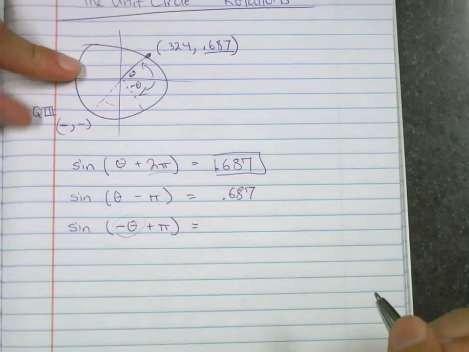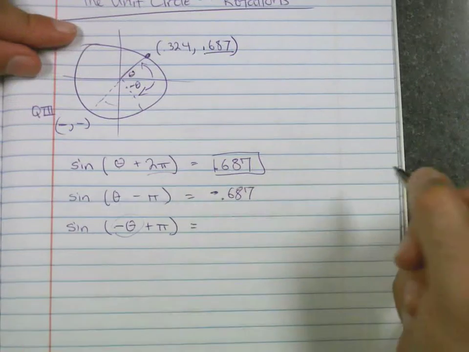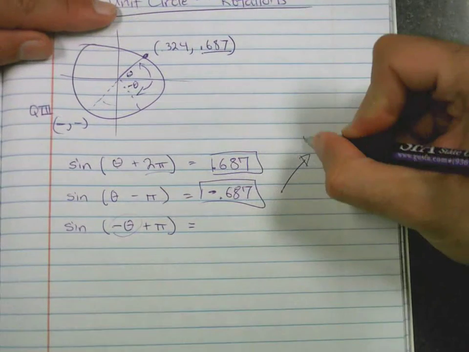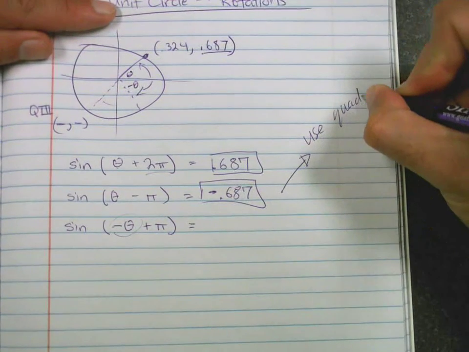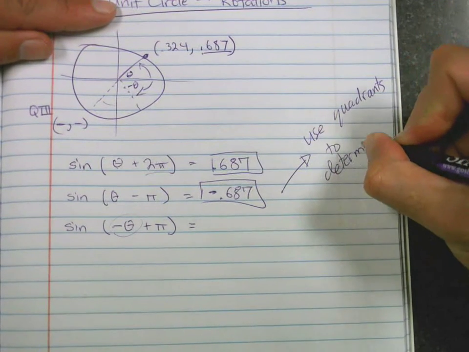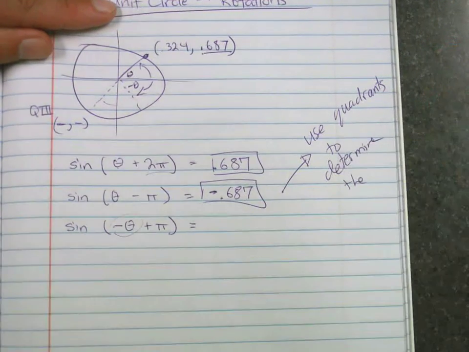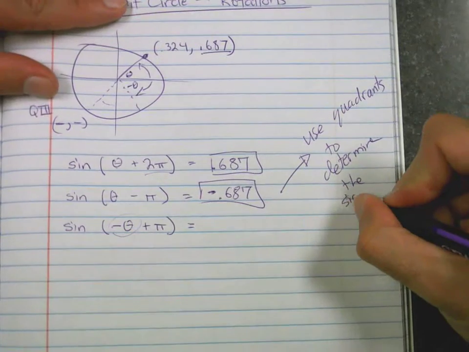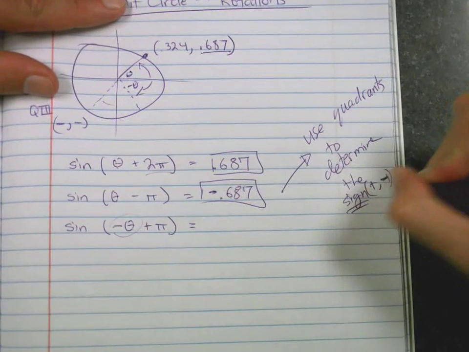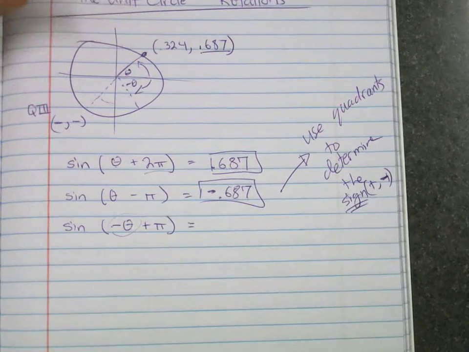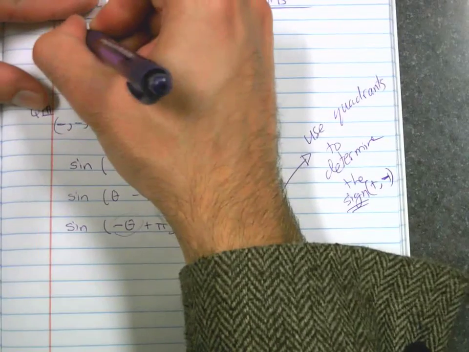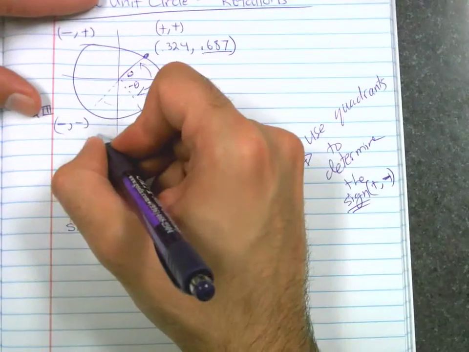Here's the key. Use quadrants to determine the sign. In this case, I mean SIGN, right? Whether it's positive or negative, right? Use quadrants to determine the sign. Plus, plus, negative, plus, negative, negative, and plus, negative. So that'll help govern that.